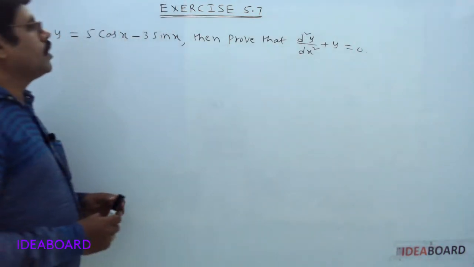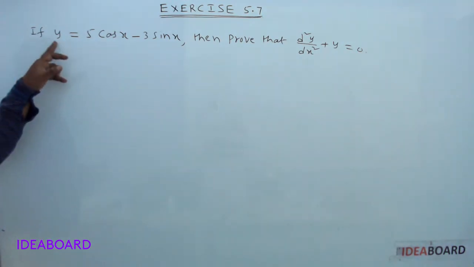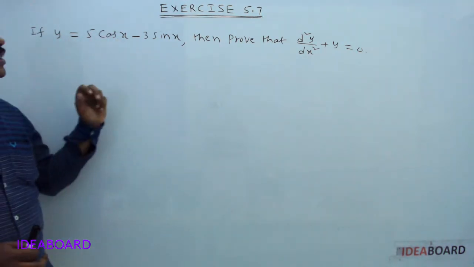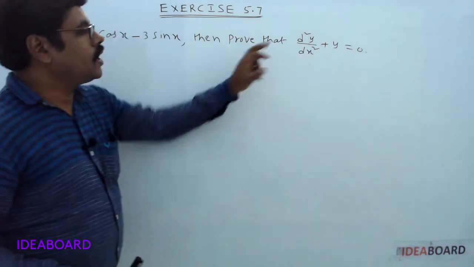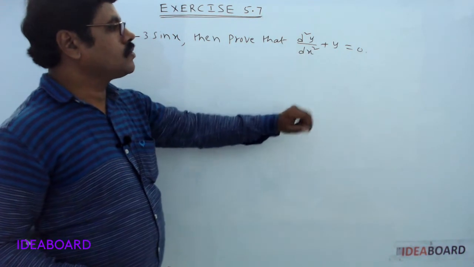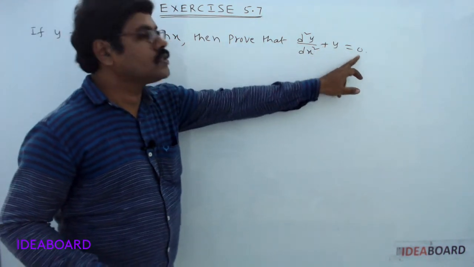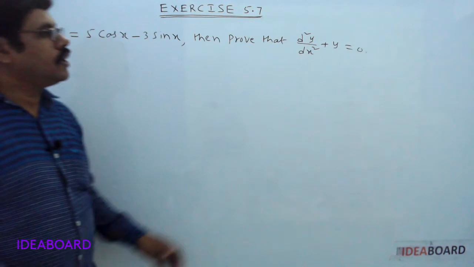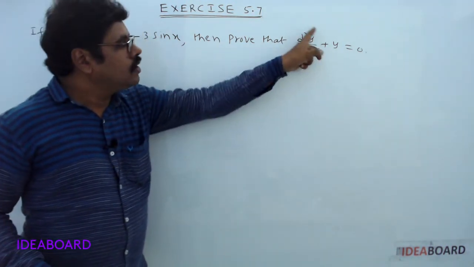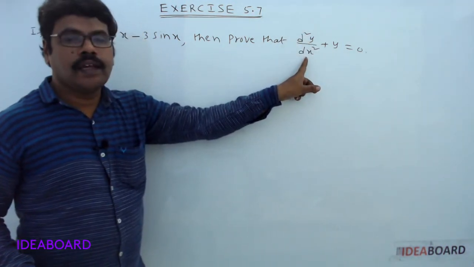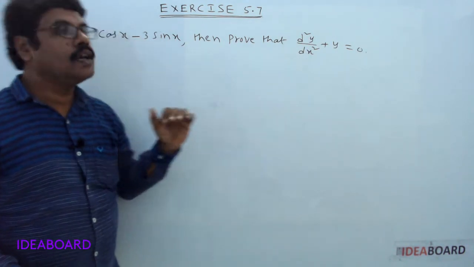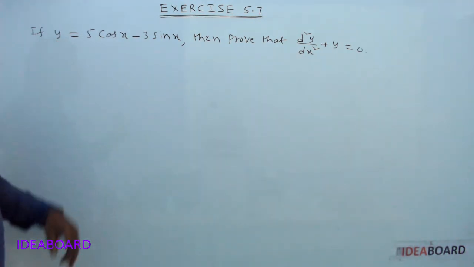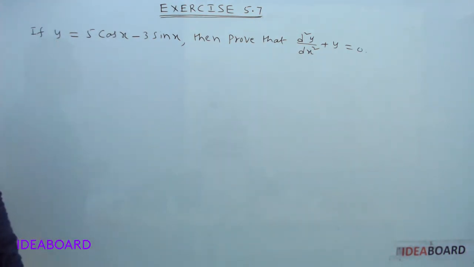Now see another problem. If y equals 5 into cos x minus 3 into sin x, then prove that d square y by dx square plus y equals 0. Again here in the required equation there is a term d square y by dx square involved. So d square y by dx square means differentiating the function y 2 times with respect to x. Now come to the solution.